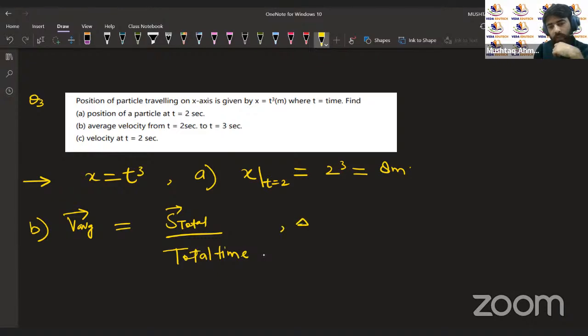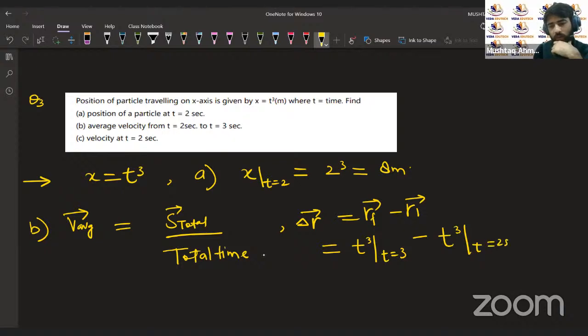Our displacement, that's delta r vector, is equal to the final position vector minus the initial position vector, right? Our final position will be t cube at time t equal to 3 seconds minus t cube at time t equal to 2 seconds. So this will be our displacement. Delta r vector will be equal to 3 cube, that's 27, minus 2 cube, that's 8, which equals 19, right?